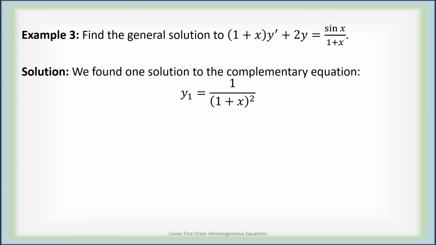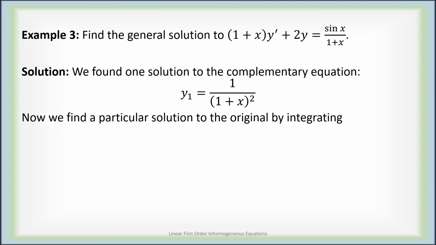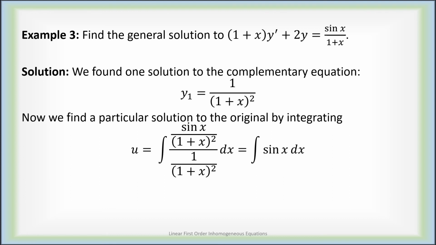So we found that single solution to the complementary equation, and now we have to move on to finding a particular solution to the original inhomogeneous equation. What we have to do is solve for u by integrating f of x over y1. Now f of x is not, as written up here, sine x over 1 plus x. Remember, what we had to do was divide out this coefficient of 1 plus x. So the actual forcing function in the format that we know how to work with is sine x over (1 plus x) squared, which works out to be really nice, because now when we divide by this known solution y1, the (1 plus x) squareds completely cancel, and all we have to do is integrate the sine of x.